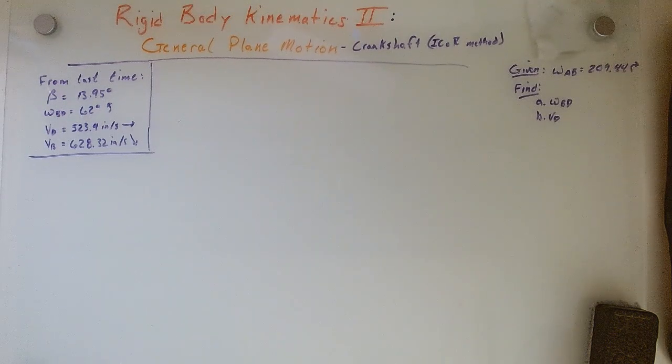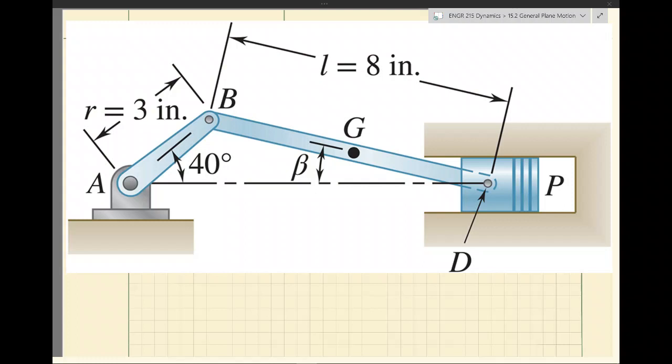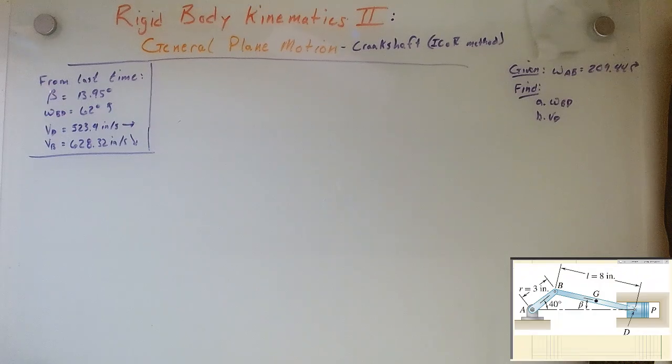We are revisiting a problem that we did a few videos ago, the crankshaft problem, and we'll talk about that in a second, but we're going to solve it in a different way. And I'm sure you noticed from the introductory video for this block that there are two ways to solve these kinds of general plane motion problems.